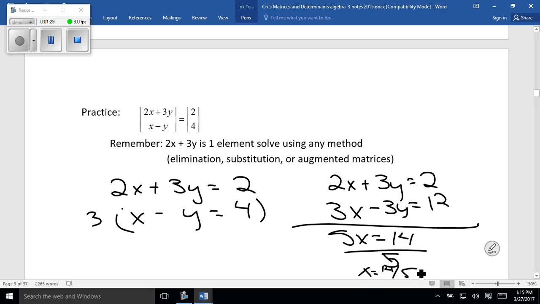14 fifths, then you plug that in. What'd you get for y? Because you solved it the other way. Can I just put it as a decimal? I don't care. You sick guy. I don't know. I'm not as bad as I was.